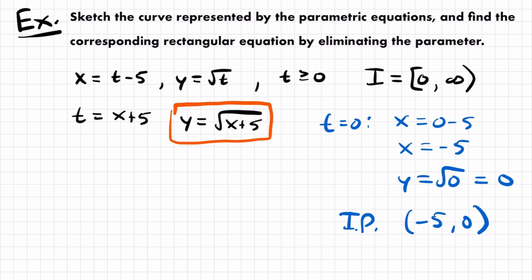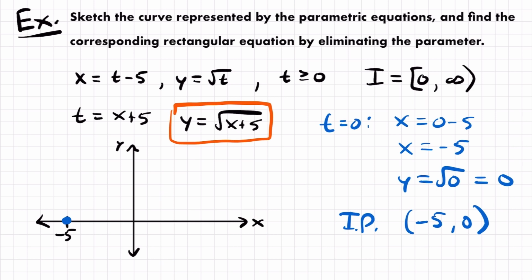So if we draw our coordinate system, I'll start by drawing the y-axis, and then I'll draw the x-axis, and then let's label them. This is the x, and this is the y. Our initial point is at negative 5 comma 0. So if we count our squares here, 1, 2, 3, 4, 5, this right here will be x equals negative 5. And so our initial point will be right there. All right, and so that's where our curve starts.